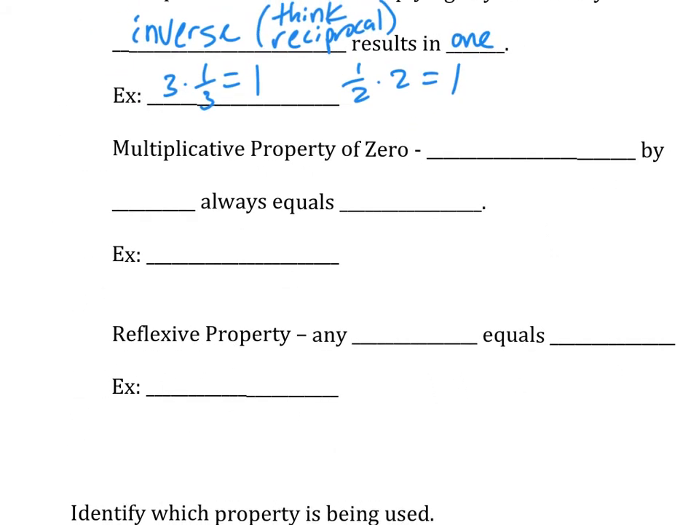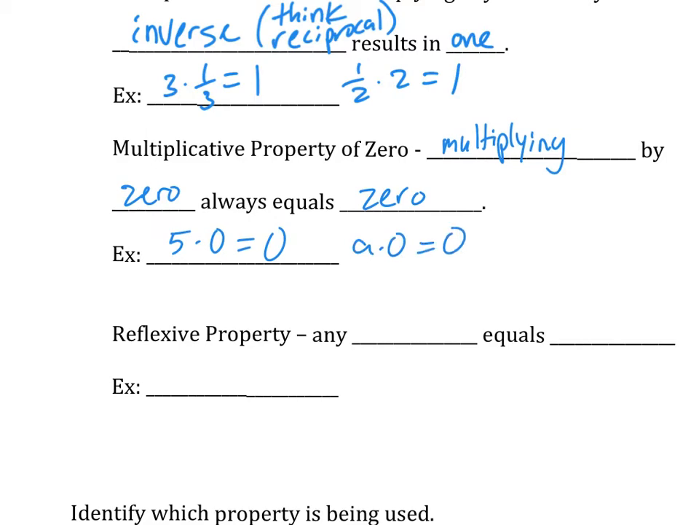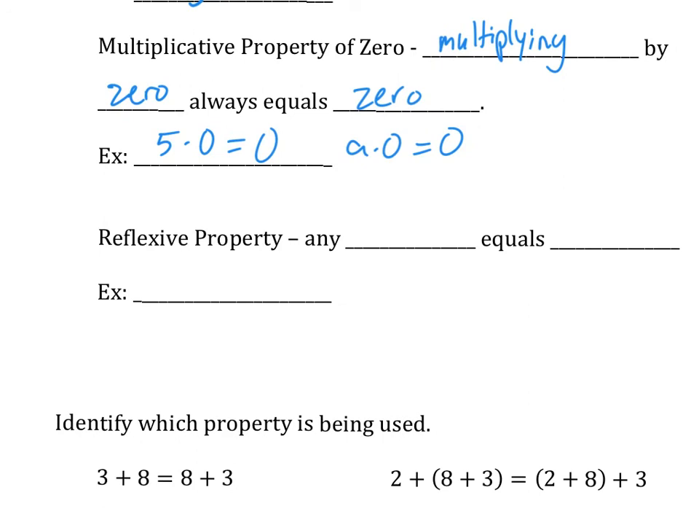We also have the multiplicative property of 0, which says that multiplying by 0 always equals 0. That's something you are definitely familiar with. 5 times 0 is always going to equal 0. A times 0 equals 0. Doesn't matter what number we're multiplying by. If we multiply by 0, it always equals 0.